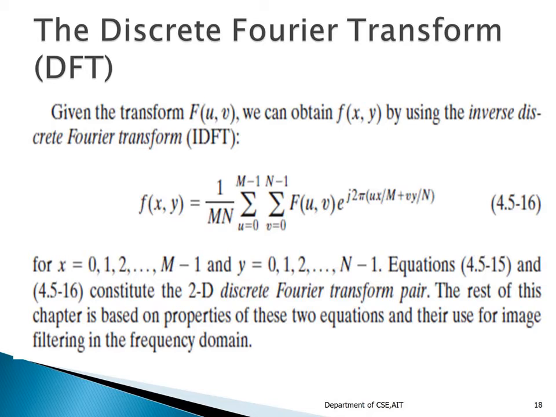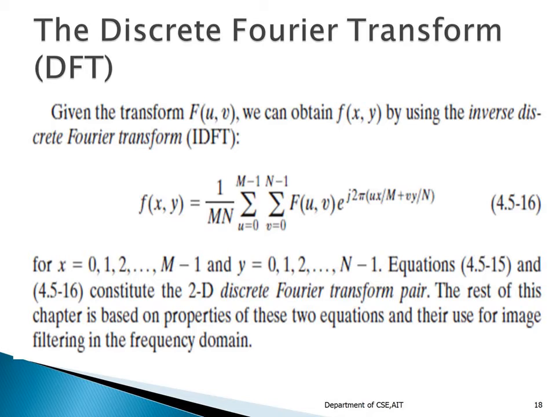So given the transformation F of u,v, we can obtain f of x,y. Both of them can be obtained from each other. From F of u,v you can get f of x,y, and from f of x,y you can get F of u,v. So this f of x,y is called the inverse discrete Fourier transform. So f of x,y will be equal to 1 by MN times the sum of F of u,v, for all the values of x from 0 to M minus 1, and y from 0 to N minus 1.